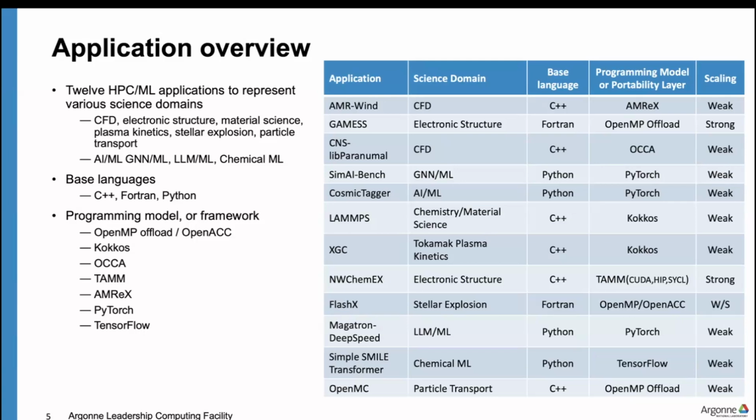In general, we try to do the weak scaling approach, but some applications like GAMESS and NWChemEx, by the nature of the algorithm, are very hard to configure for weak scaling. So for these two applications, we use strong scaling, which means we have a fixed problem size and then just increase the number of nodes. And just out of curiosity, for the FlashX application, we use both. We do the weak scaling test and the strong scaling test and see the difference.